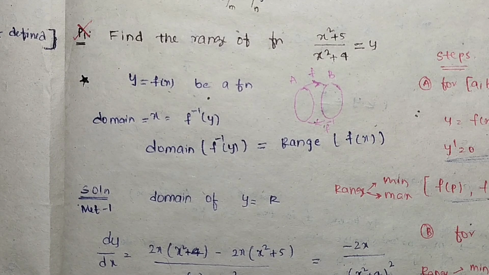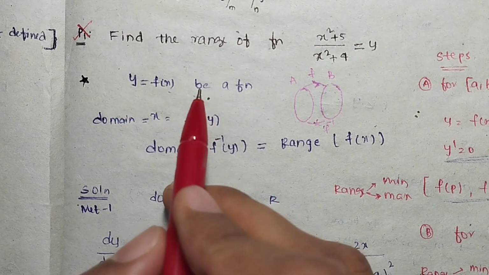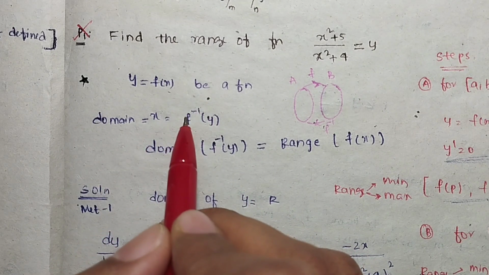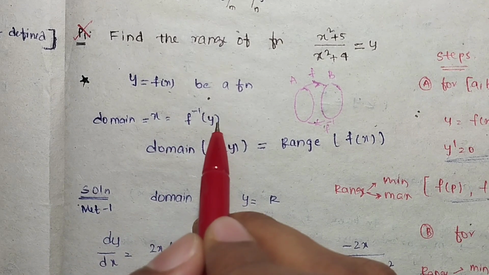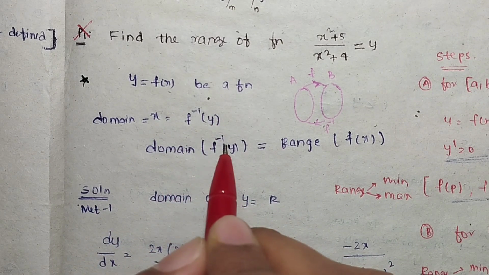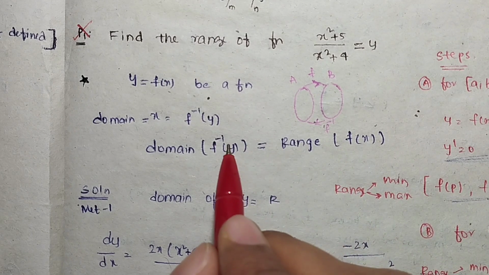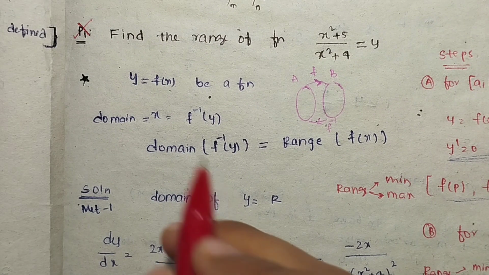Now the second method is using the inverse. If the function y equal to f of x is given, then the domain of the inverse function is the range. So the domain of f inverse of y is the range of f of x. Just pause the video and try to understand this. Let me explain this.